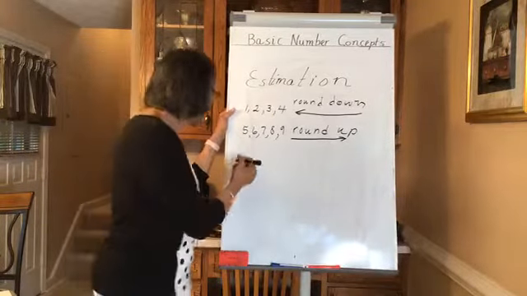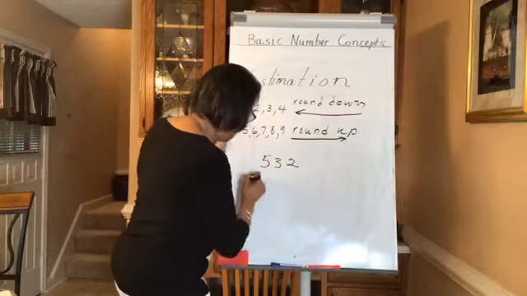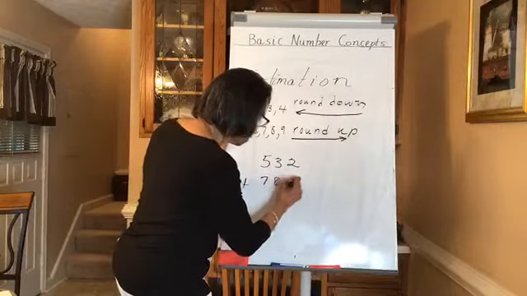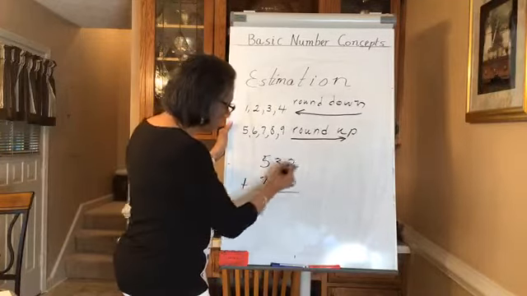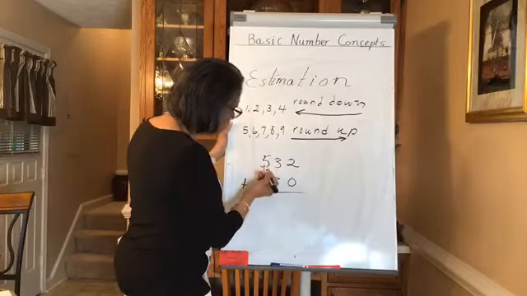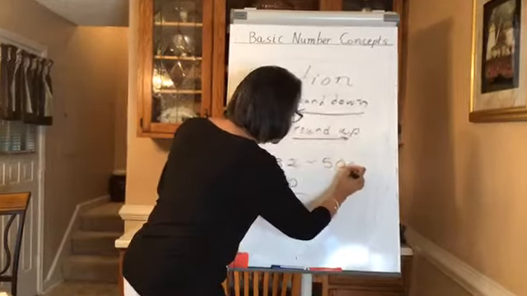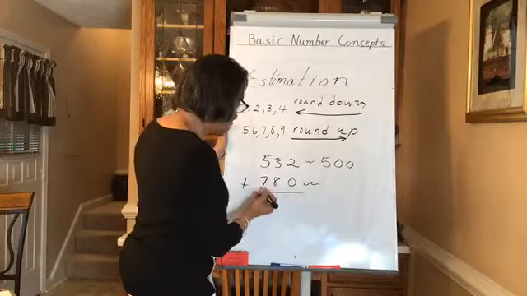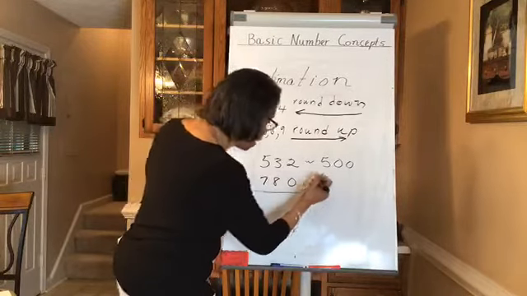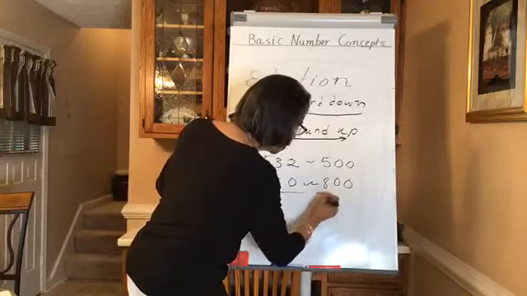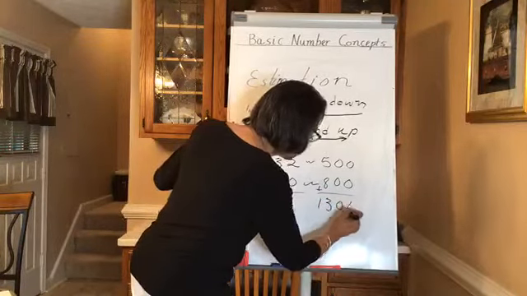So let's estimate something. All right, you have 532 plus 780. All right, so if I'm going to round off to help me, I don't want but one digit. So this is between 500 and 600. So this is approximately 500. And this is between 700 and 800. And this is an 8, so that's 780. That's going to be closer to 800. So this is approximately 1,300.